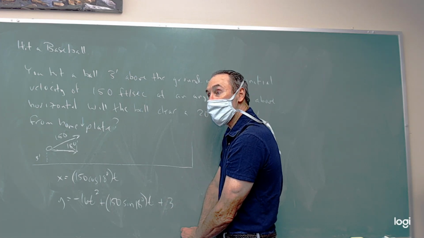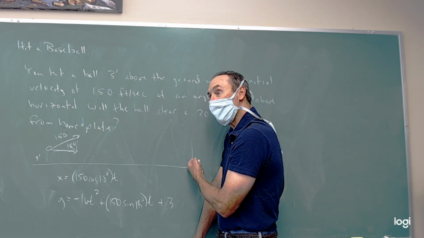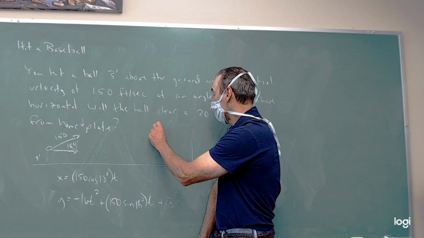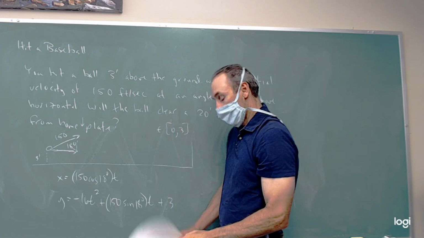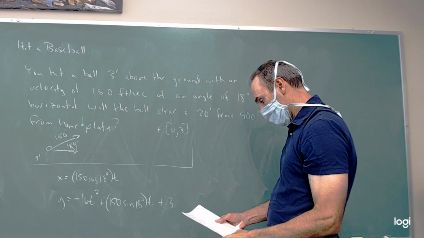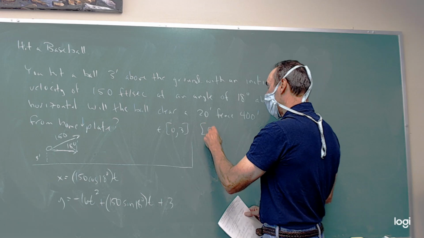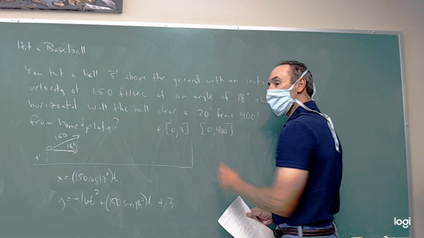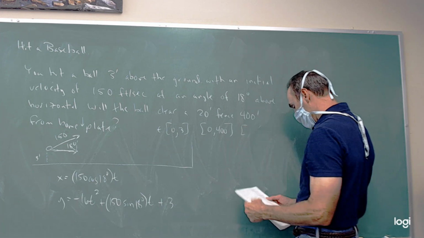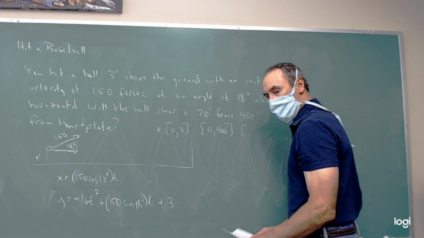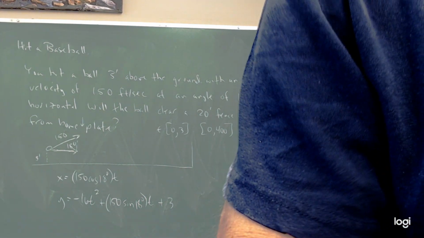Okay, now, simultaneously, we're going to build the fence. Our t is going to go from 0 to 3. And we're going to choose our x to go from 0 to 400. We want to see if it makes it out there to 400 feet. And the y value is going to be, let me check, 0 to 80.